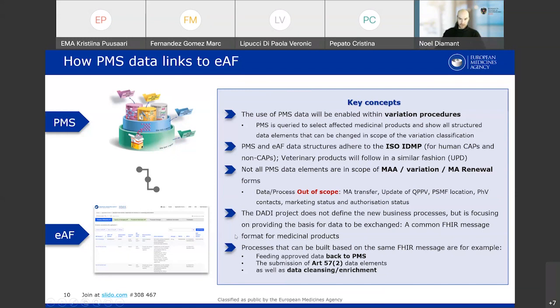Now, this will enable a lot of things. It will not provide it right away, but having a common data structure gives us the opportunity to create processes like the eAF can in theory then be fed back to PMS. We're not having it right at the start, but this is the goal. Because if you have your variation, you change your product, or you have your MAA, you create a new product. And sending this via Article 57 and re-entering everything is necessary at the moment, but hopefully in the future we can reuse that data because you have typed it in already. We want to use it to send it back.